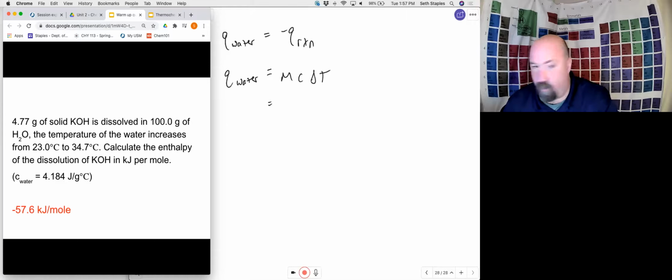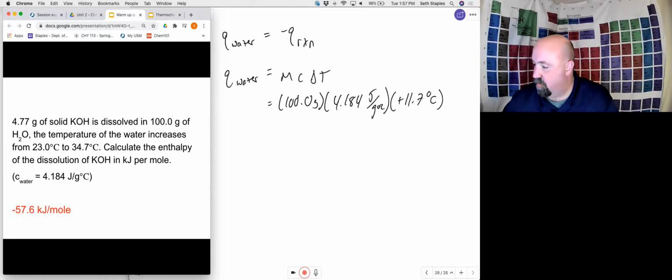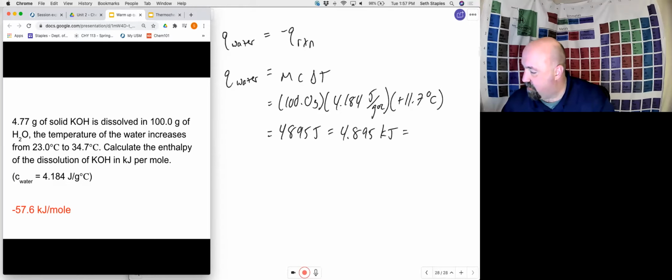So we know the mass of the water to be 100.0 grams. We know C of water. And our delta T of the water was positive 11.7 degrees C. And so that's going to give us 4895 joules, or 4.895 kilojoules.